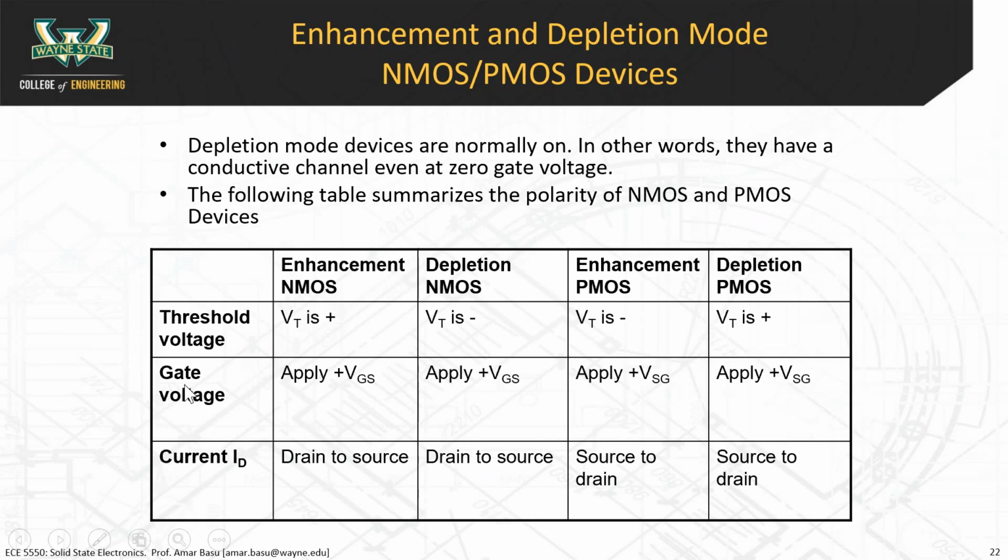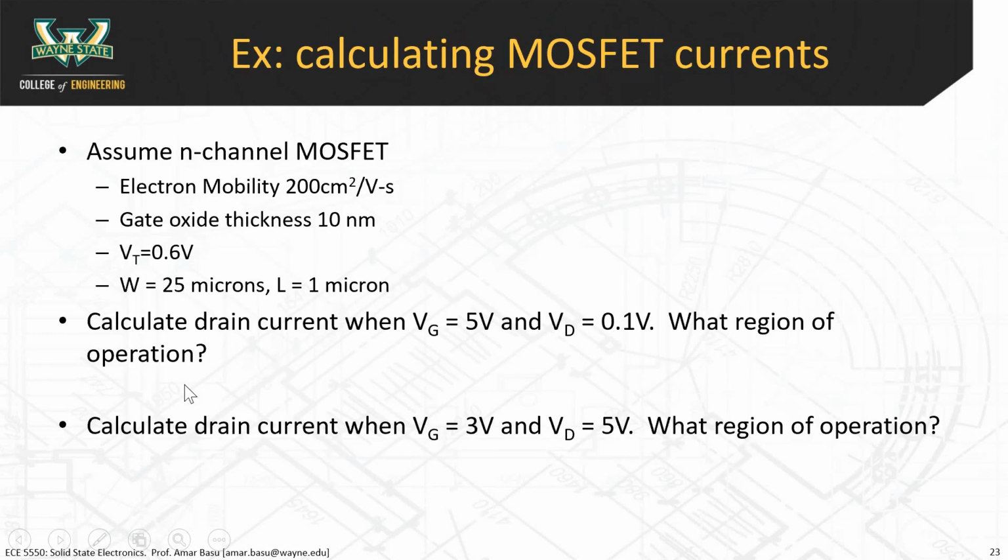So what I'd like you all to do at home is this problem. Let's say you have an N-channel MOSFET with these parameters. Calculate the drain current when the gate voltage is this and the drain voltage is this. Calculate this under these conditions. What region of operation are you at here, and what region of operation are you at here? The answers are already given in the slides, and I'd like you to make sure that you can go through and do this problem on your own before class next time so that you can feel comfortable as we move on through the rest of the material.